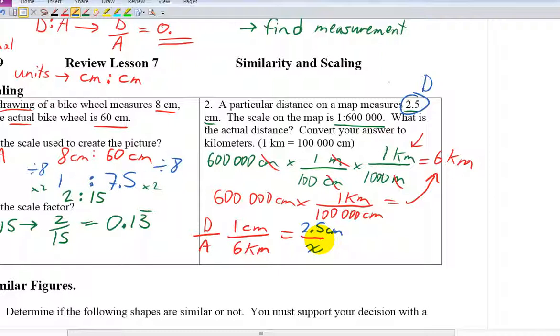Okay. Now, scales are so easy to do math with because you have the number 1. So what we can do is go 1 times X equals 6 times 2.5. Really what we're doing is getting our fractions to be equivalent. The top was times 2.5, so the bottom must be times 2.5 as well.